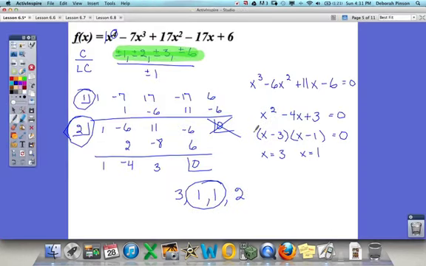Okay, because this section's pretty long, I'm going to finish the second part in a different podcast, but this is the first part of 6.2.